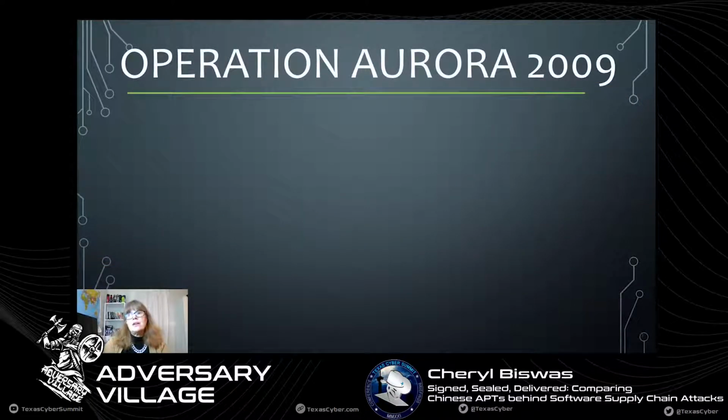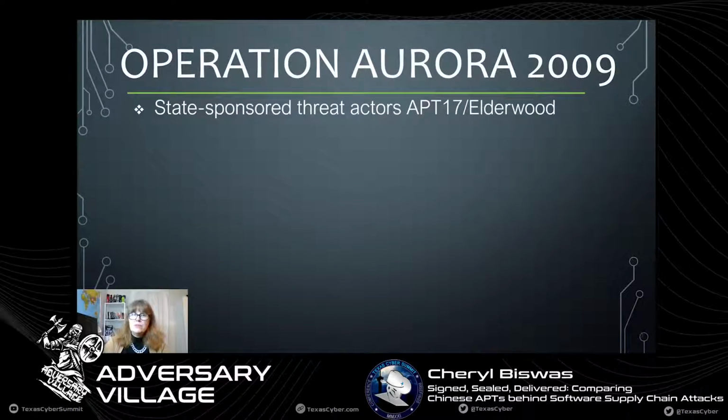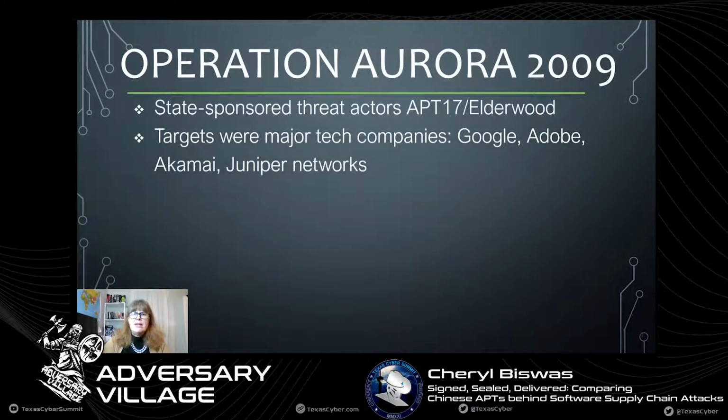In 2009, Operation Aurora was a wake-up call when the Chinese state-sponsored group APT-17 Elderwood targeted Google, Adobe, and 34 other companies. They went after them for their source code management systems. Why? To alter the source code. So when we talk about digital crown jewels, we need to be talking about this, because this is at the heart of a software supply chain attack. And if you control the source code, well, imagine what you can do.